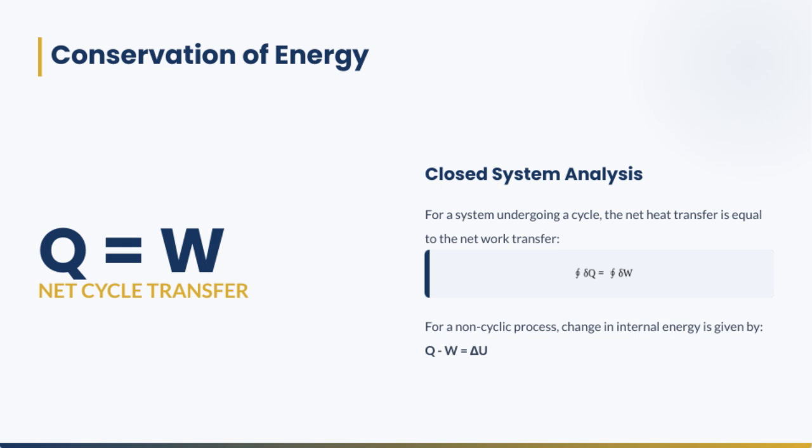This concept is crucial because it highlights the fundamental principle that energy is conserved. Whether we're analyzing a one-time process or a complete cycle, the energy goes somewhere. It's conserved, and understanding this helps us design more efficient systems. In the context of closed system analysis, this net transfer, whether heat in or out, work in or out, must always balance when considering the entire cycle, emphasizing the core idea that energy cannot be created or destroyed, only transformed.